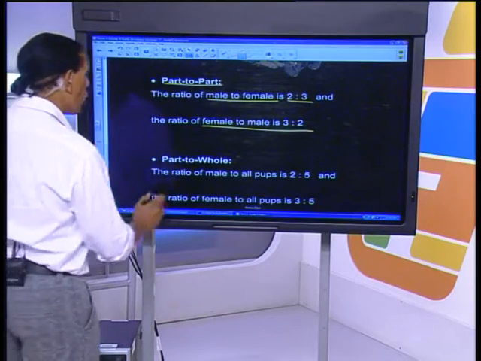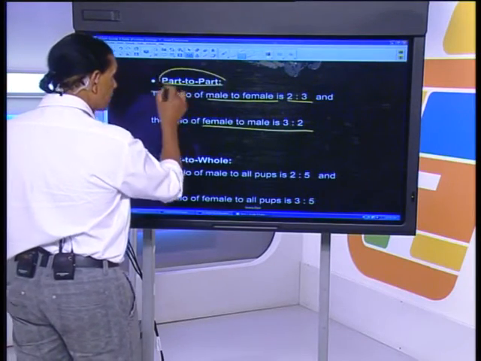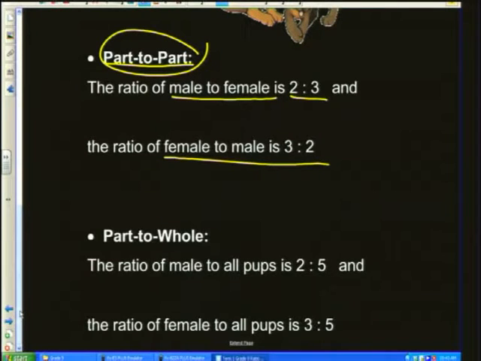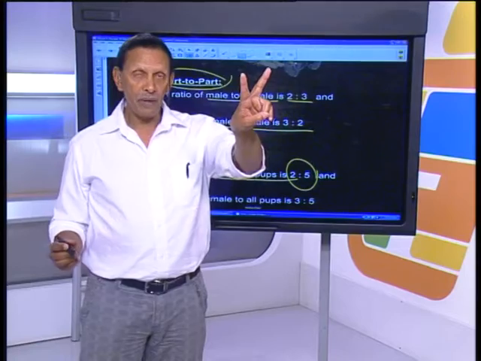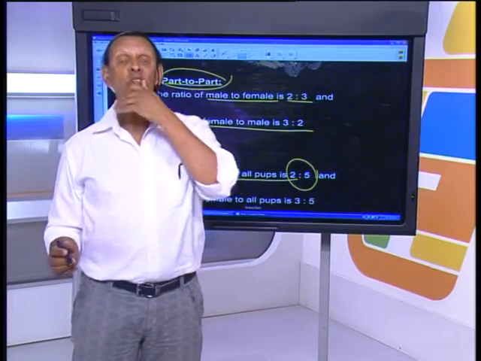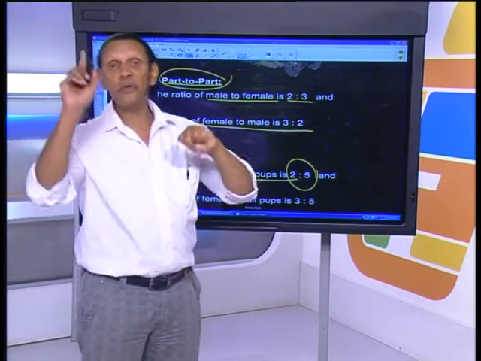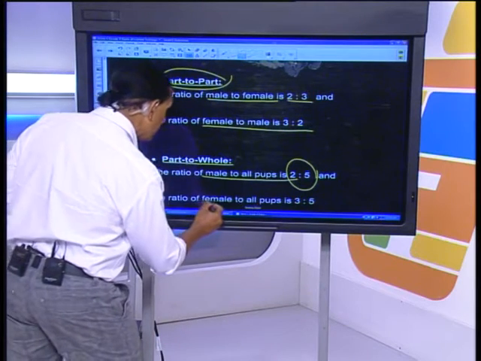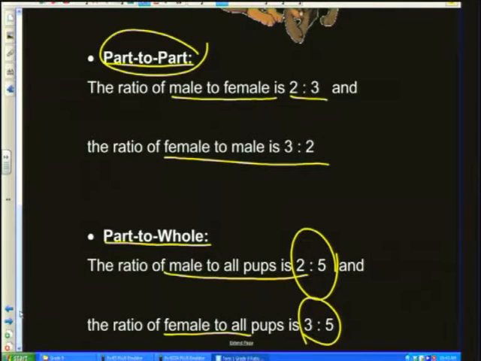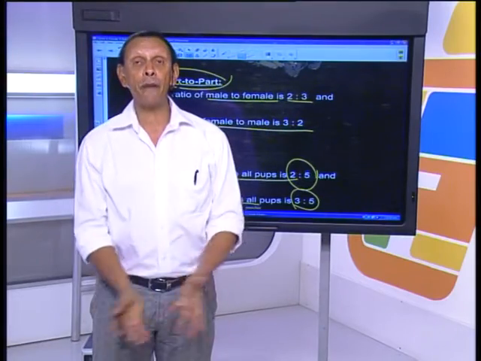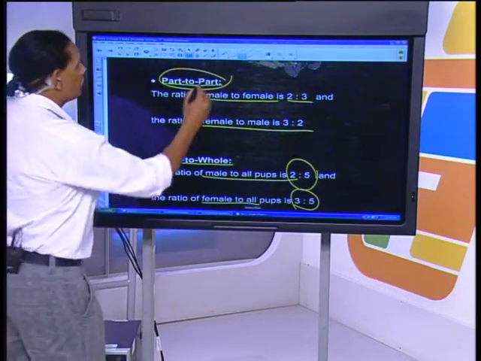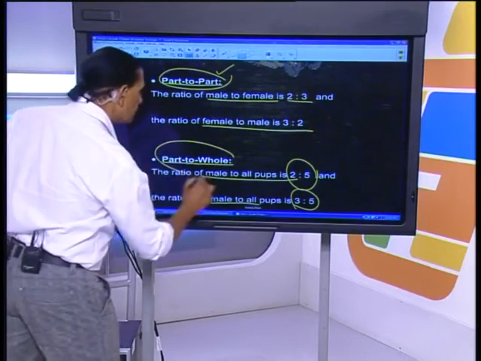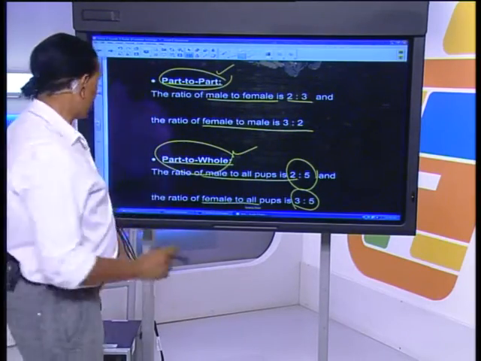But the part to whole, now this is part to part, guys, right? That is part to part. Male to female, female to male. But part to whole means now male to all the pups will be 2:5. Because there's 2 males, but there are 5 pups altogether. Can you see? So part to whole will be 2:5. And of course, the same for female will be 3:5. 3 female puppies and 5 puppies altogether. So remember now what to do with part to part and what to do with part to whole. Right, I'm sure you're clear on that.